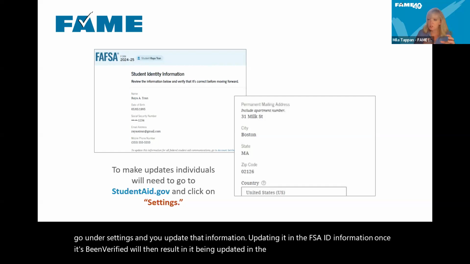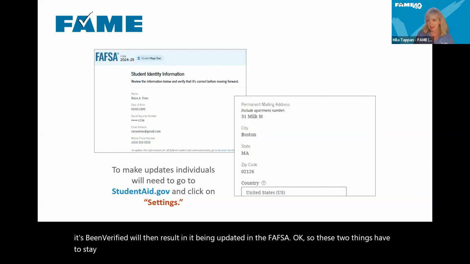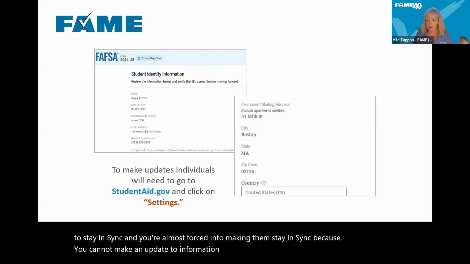Okay, so these two things have to stay in sync, and you're almost forced into making them stay in sync because you cannot make an update to information here. You have to go back to the FSA ID.